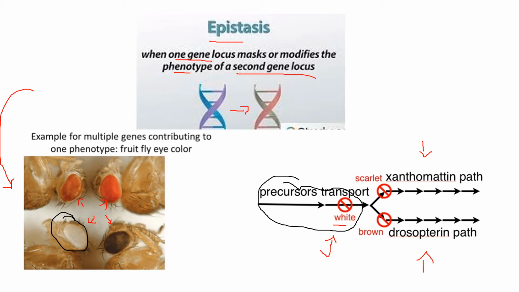Good. If you have a scarlet color, and I'm going to put this in the brownish, the scarlet is that you're affecting this part of the pathway, so this will be the scarlet. And if you have a brown eye, it is that you cannot produce this part of the pathway. Okay, so this is key, and we're going to do that in the class.